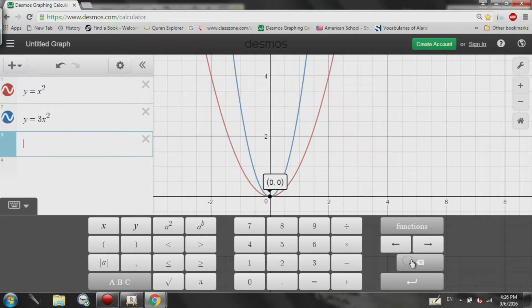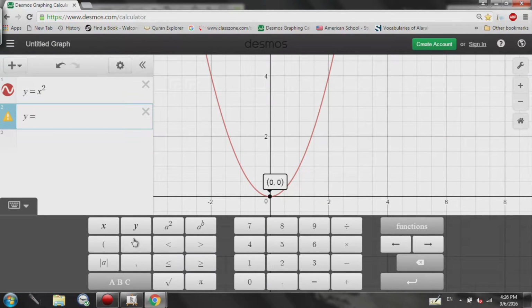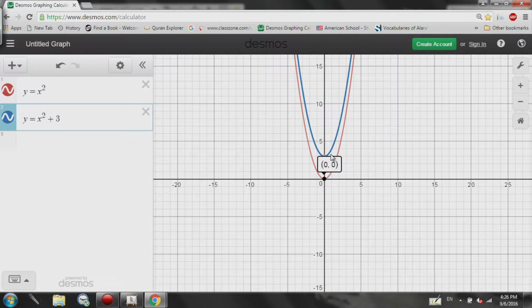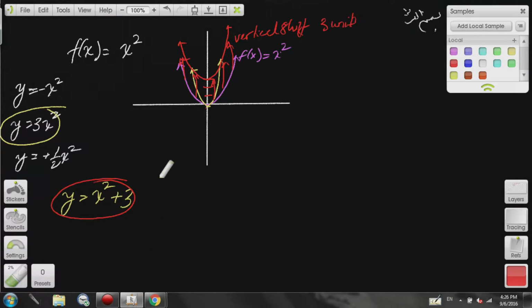So let's get rid of some of this. So I have x squared. Watch this. Ta-da, see? It's the same graph moved up. And if you drag it down, it would fit right on top of each other. Okay? So that's that graph.